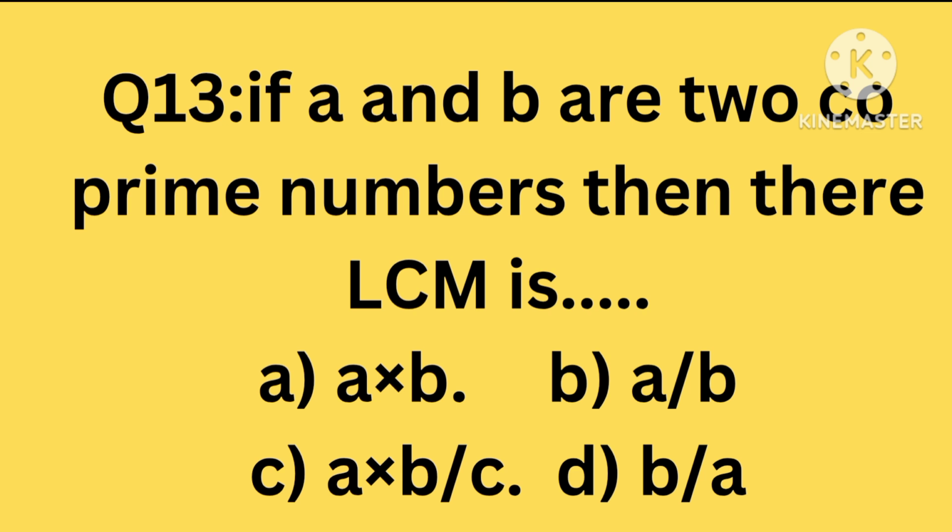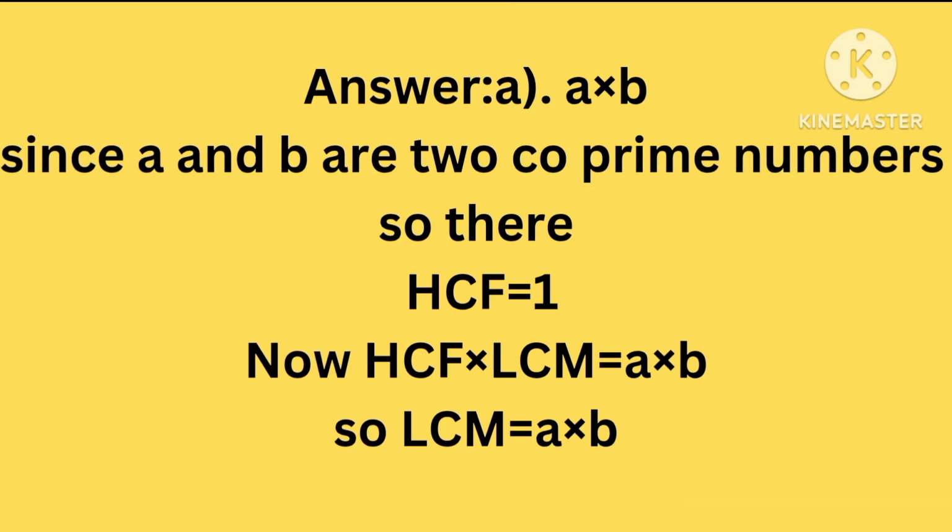Question number 13. If A and B are two co-prime numbers, then their LCM is: A multiplied by B, A divided by B, A multiplied by B by C, and D is B divided by A. Since A and B are two co-prime numbers, so their HCF is equal to 1. Replacing HCF by 1, we get LCM is equal to A multiplied by B.